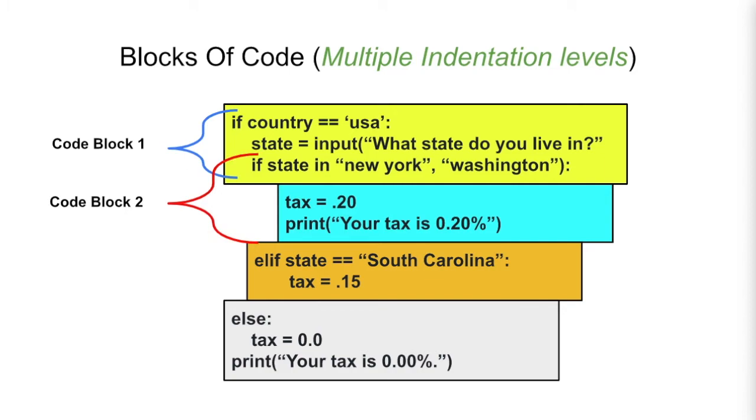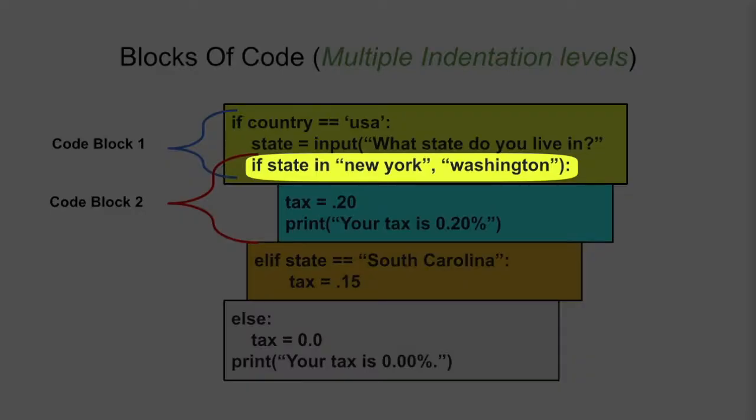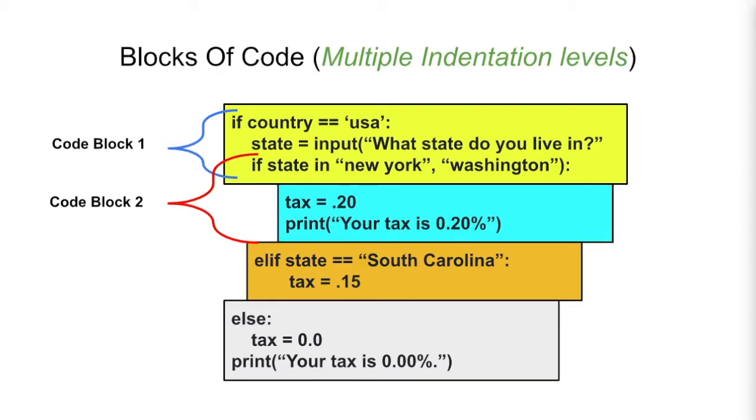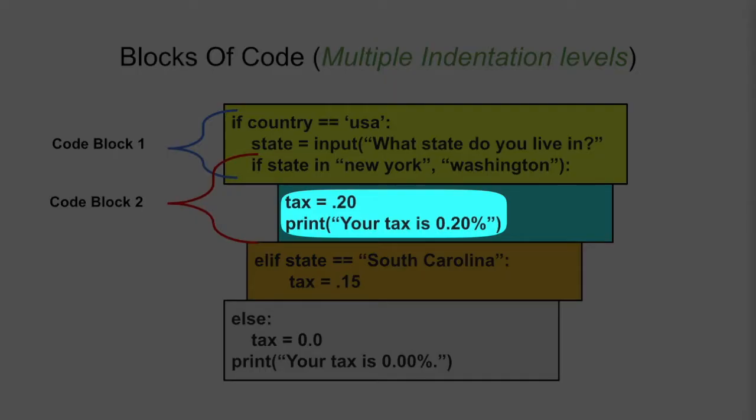Our second code block starts with our first code block. Code block number 2 starts an if statement, if state in New York, comma, Washington, with the line ending in a colon. It's then followed by an indentation in blue and is considered a 2-line block of code.